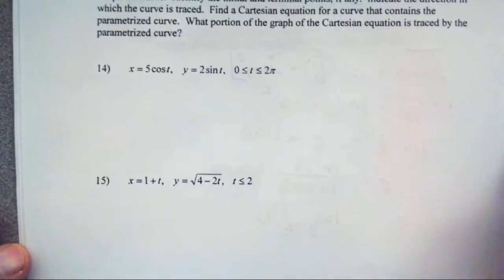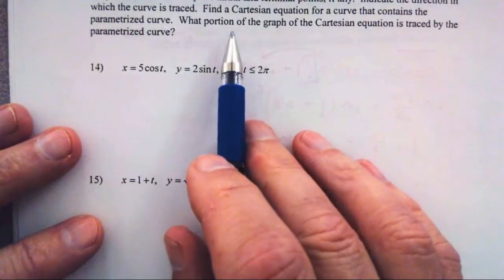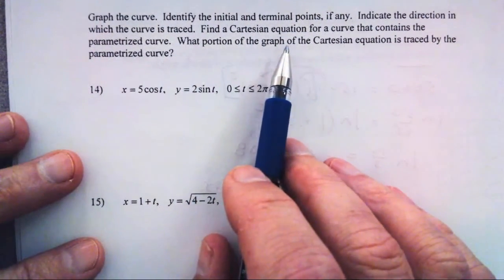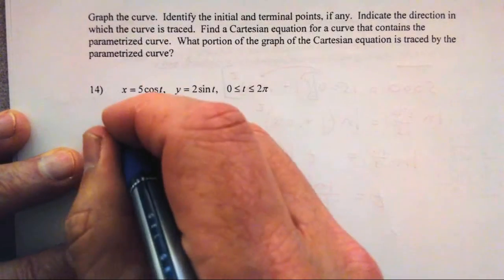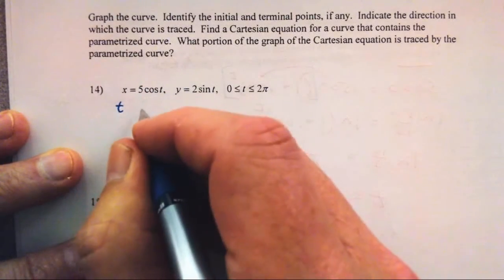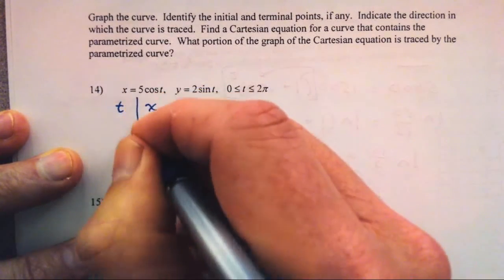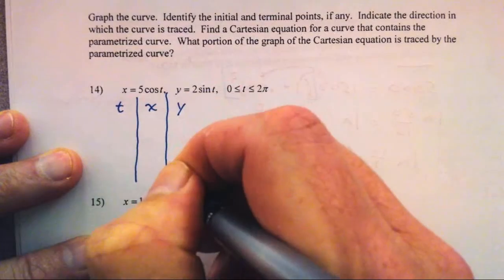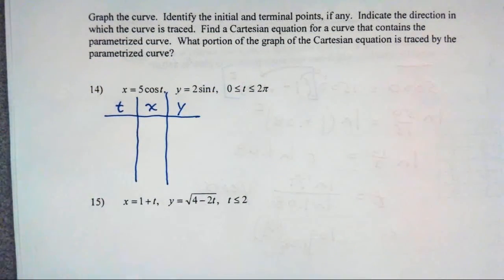Okay. Graph the curve. Identify the initial and terminal points, if any. Indicate the direction in which the curve is traced. So here we're going to pick some good values for t. This is parametric equations, of course. So I'm going to choose values for t. I'm going to find values for x and y. And I'm going to work under the assumption we have a little bit of an idea what's going on here with these. Now you can work with a unit circle if you want.